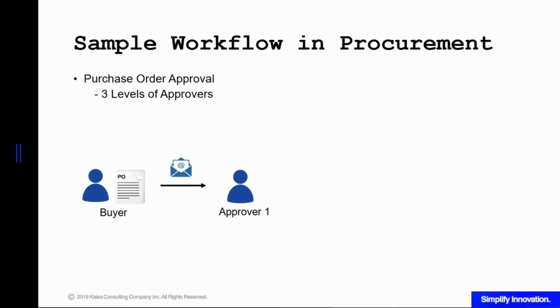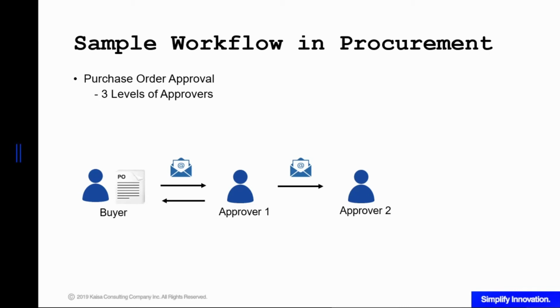So whether the user decision of approver 1 is to reject or accept the PO, it will again automatically notify the buyer through email. And simultaneously, it will inform or notify approver 2 as well via email.